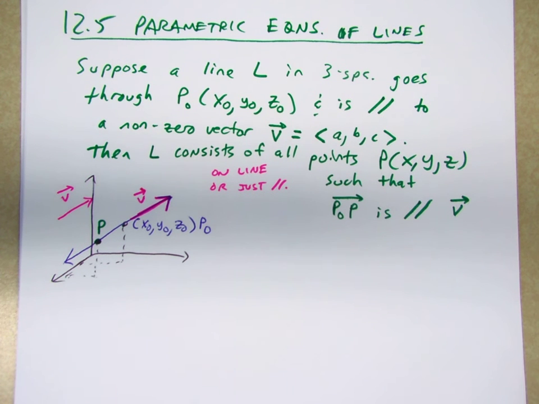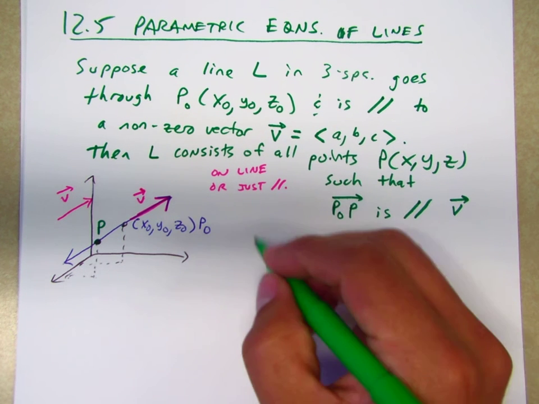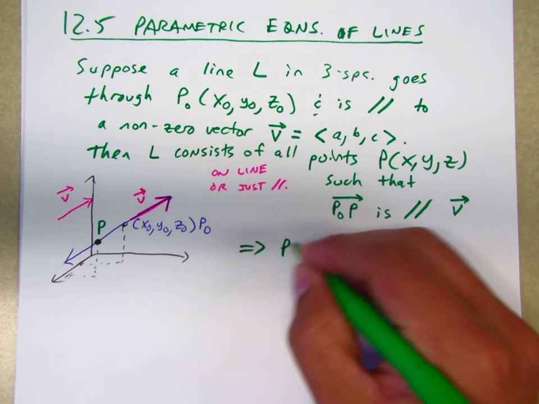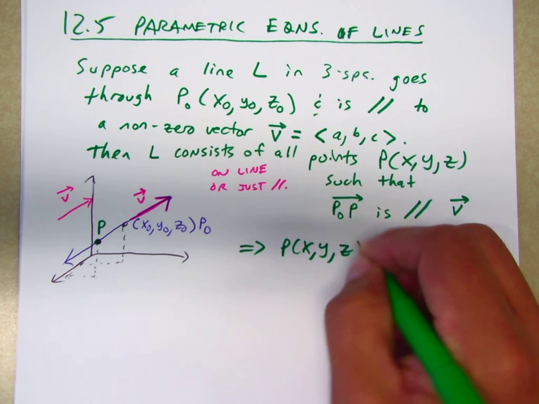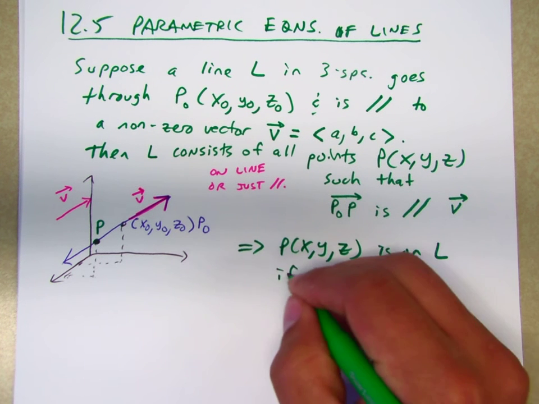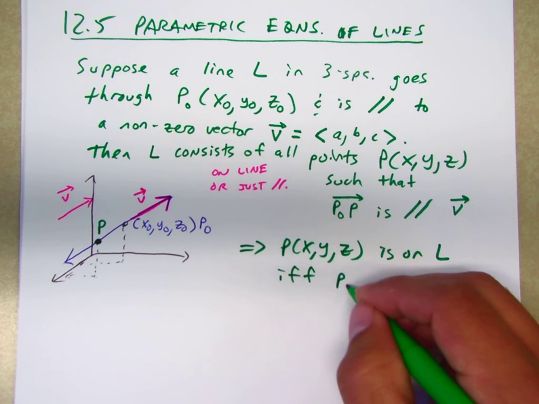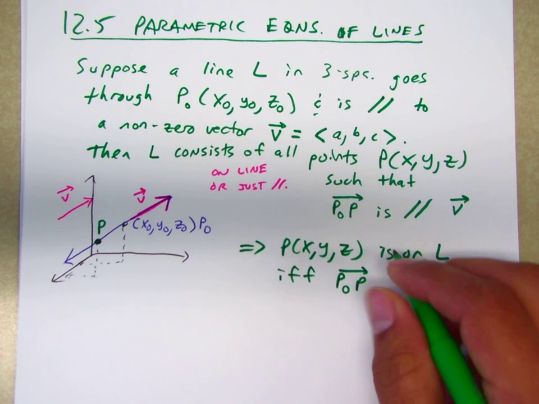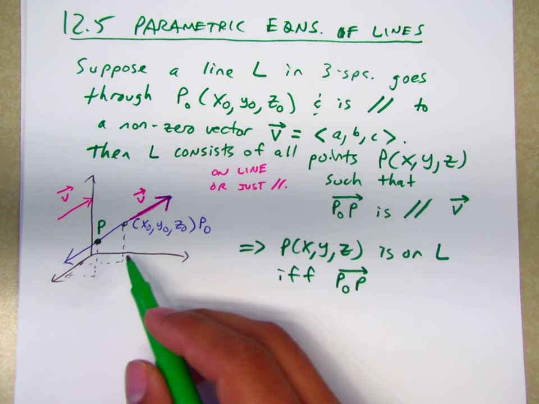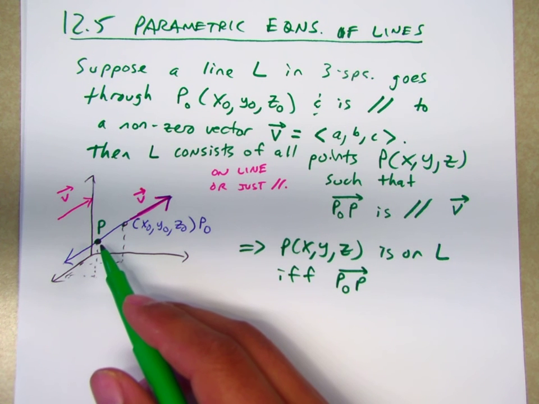Now, with that being said, we have some implications. This implies that P is on L if and only if, that's the abbreviation for if and only if, P0P is parallel to v. And now, this is where we need to just recall, how do I know if vectors are parallel to one another?